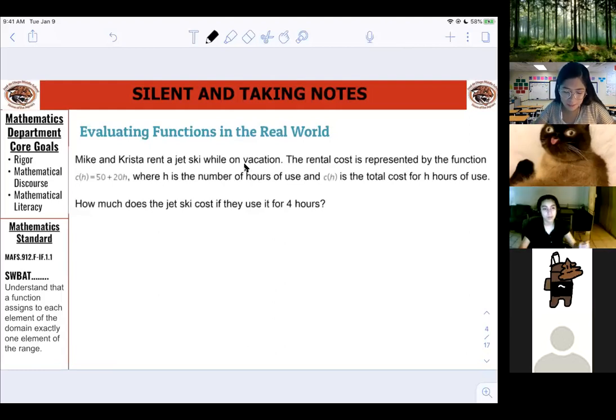Okay. Mike and Krista rent a jet ski while on vacation. The rental cost is represented by the function C of h equals 50 plus 20h, where h is the number of hours of use and C of h is the total cost for h hours of use. How much does the jet ski cost if they use it for 4 hours? Okay, so this is the same type of problem that we've been doing. It's just that now it's a word problem, so it's a little bit more confusing. But remember, we're still doing the same kind of stuff. So would anyone like to guess or tell us what we should be doing?